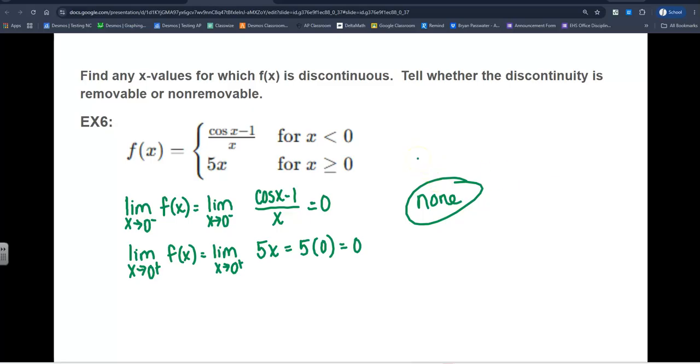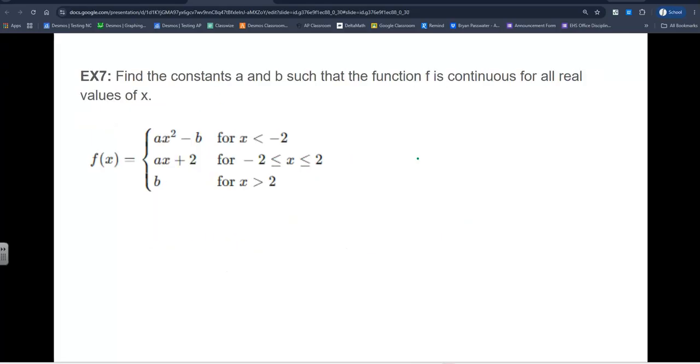Okay, questions? All right. This last one, we're going to look at ones like this last one in greater detail in another set of notes, but I want to think about this one here because I think it's good to introduce it in this place. All right. We have a piecewise function. They are telling us we want to find the constants a and b such that the function f is continuous for all real values of x.